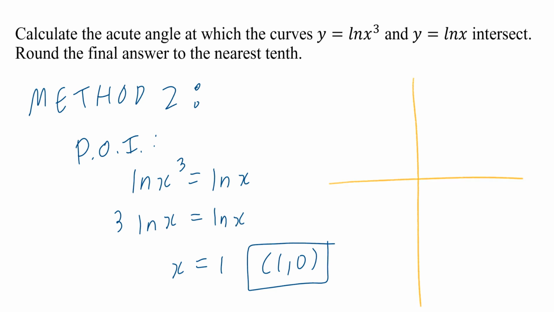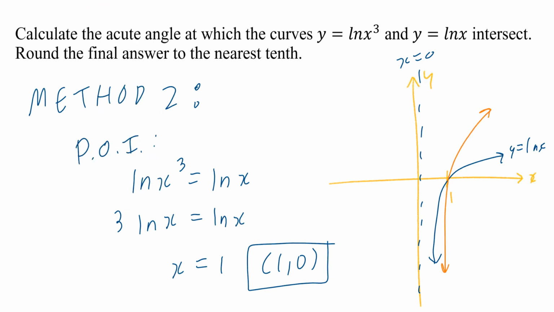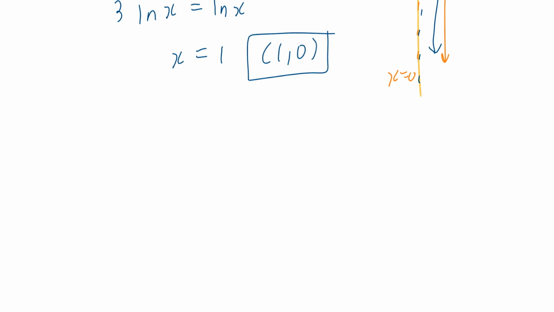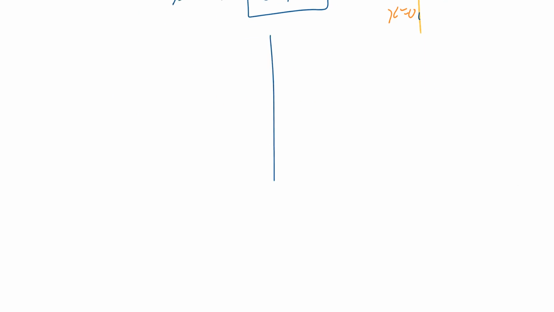So again, we're going to draw a graph. And your goal is to find the angle between y equal to ln x and, in a different color, y equal to ln of x to the power of 3. Now, here's the key concept behind this question. I am going to divide this into 2 different columns.